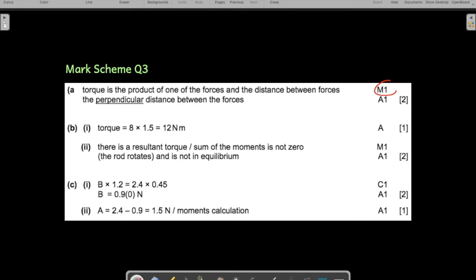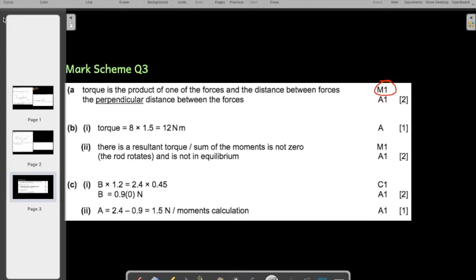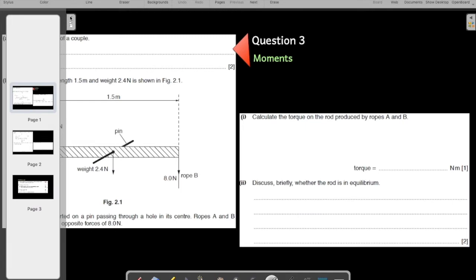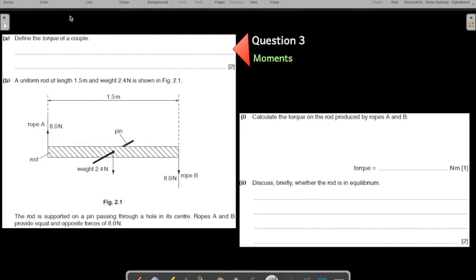Right? So understand what the mark scheme is saying. If you're writing the product of one of the forces and the distance between the forces, that is 1 mark. If you are including the perpendicular distance in your answer, perpendicular is a key term, then you get 2 marks. So be careful. That's why practicing past paper questions by looking at the mark scheme is very, very important. Pay attention to the mark scheme. Perpendicular is underlined. That means it is a key term and very, very important.